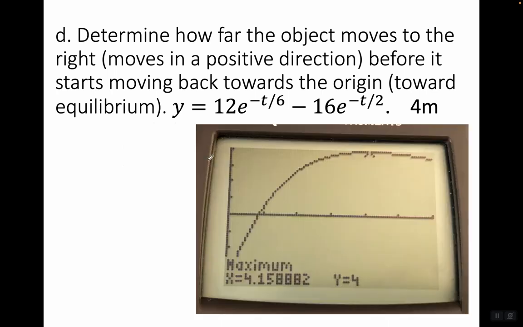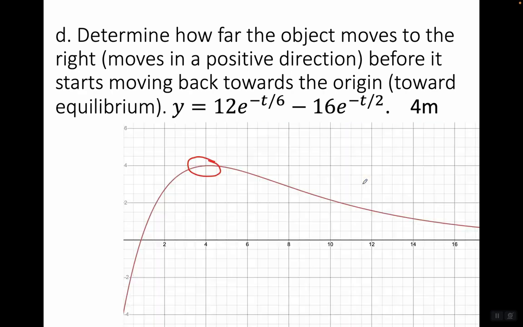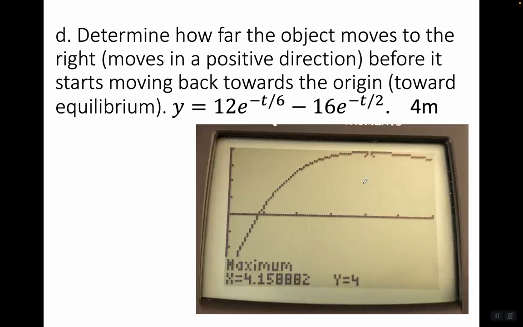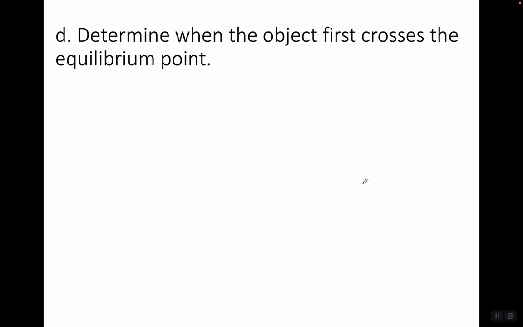When I graph it, it turns out that the maximum is indeed y equals 4, and it doesn't actually occur at x equals 4, time t equals 4. It's actually a little bit beyond that. So yeah, we can see that the maximum value from our TI, yeah, that's y equals 4. So that is indeed how far it moves in a positive direction before it starts moving towards equilibrium, 4 meters.